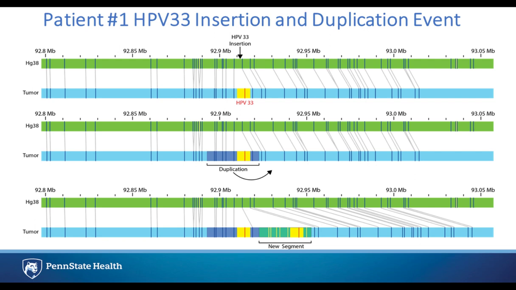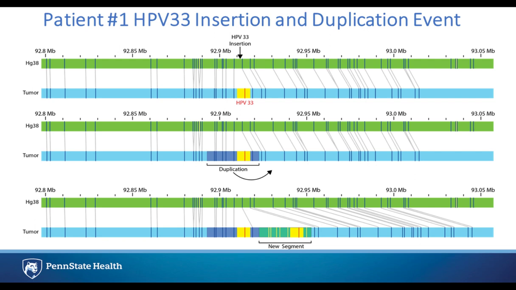And so we can see, for example, on the top, we see the HG38 human reference, and beneath that is our tumor genome. And these are created using the de novo pipeline. And we can see that in this region here, the HPV-33 virus inserts itself, and then there's a duplication event that includes the virus and the surrounding region of the genome. They create this new segment.